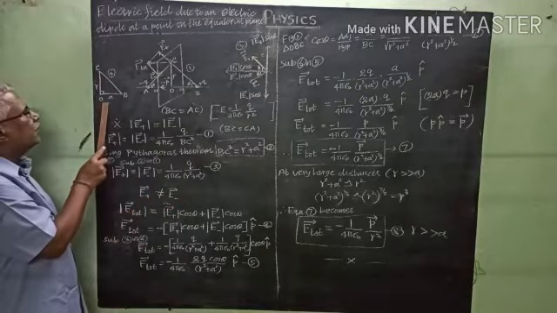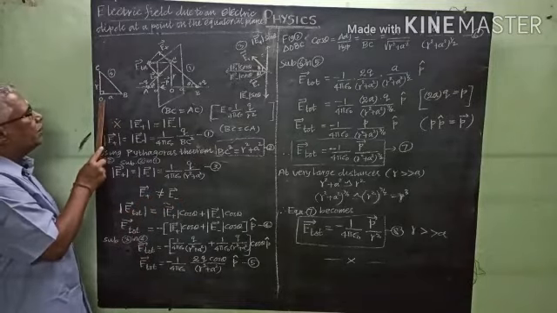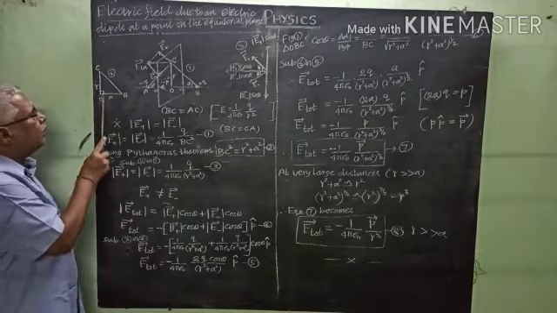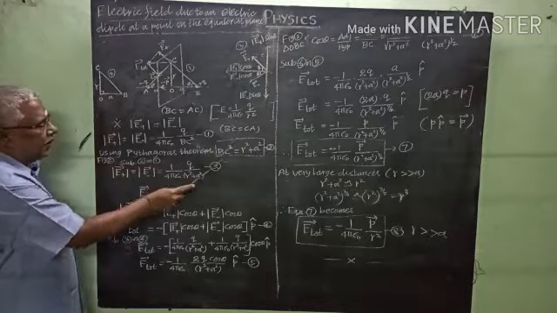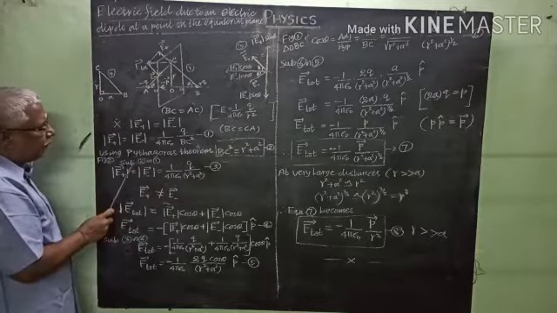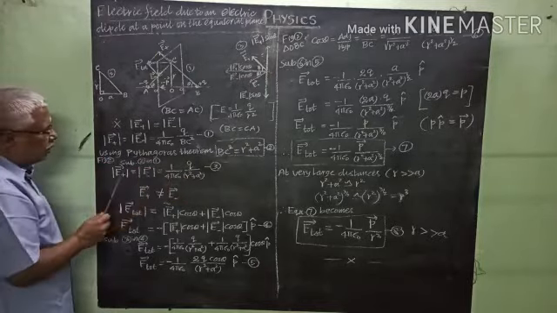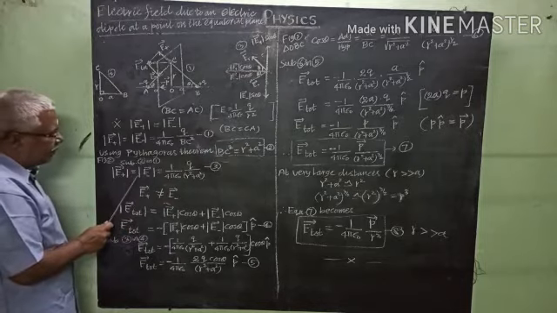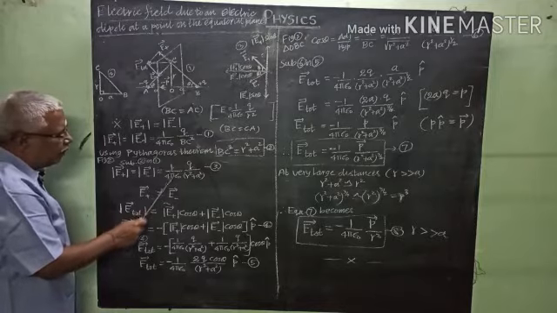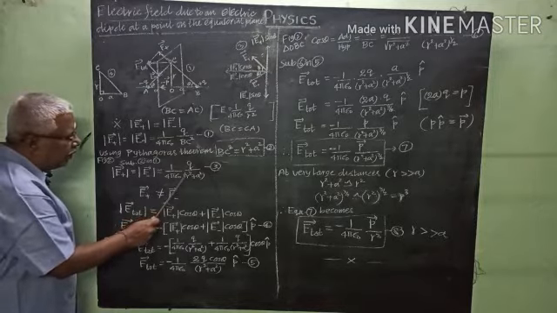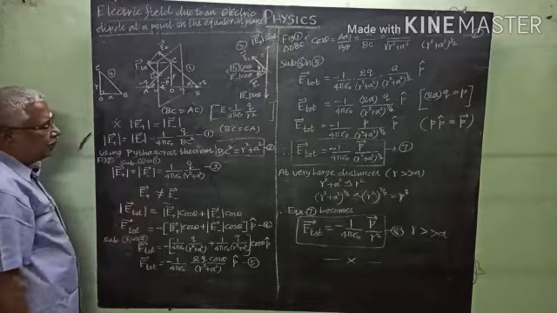See the figure 2. Here using the Pythagoras theorem, BC square is equal to r square plus a square, equation number 2. Substituting 2 in 1, modulus of E plus vector is equal to modulus of E minus vector is equal to 1 by 4 pi epsilon naught Q by r square plus a square.